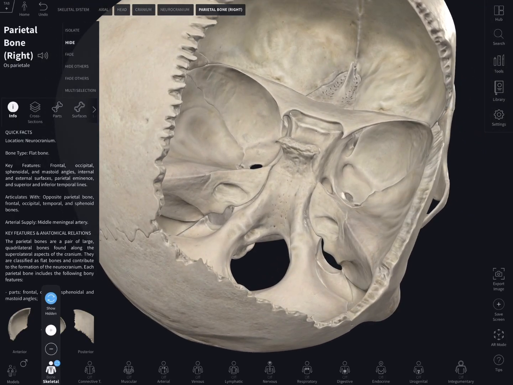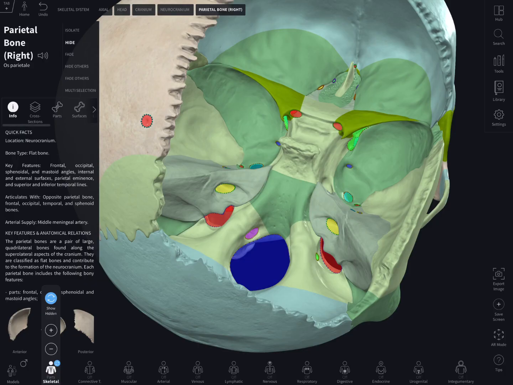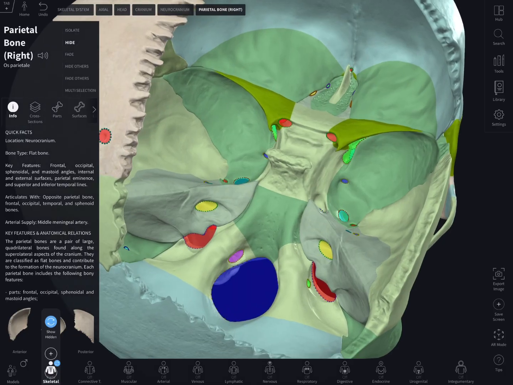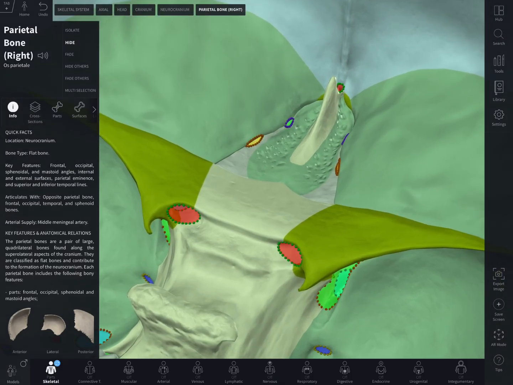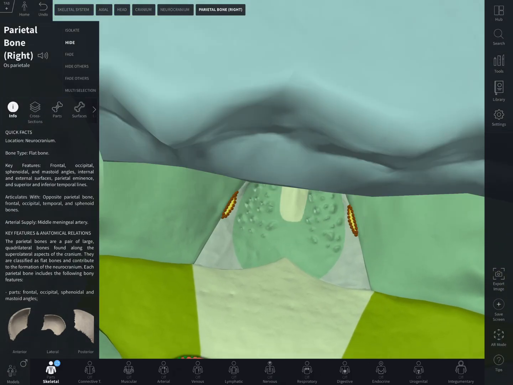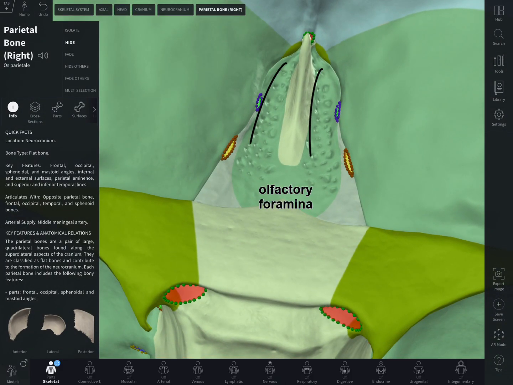Let's change views to emphasize the foramina, or holes, and relate them to key nerves or vessels they transmit. In the anterior cranial fossa, we find a collection of pinholes, the olfactory foramina. These transmit cranial nerve 1, the olfactory nerve, which is actually a collection of many tiny nerves conveying our sense of smell from olfactory receptor neurons located in the nasal cavity just below.